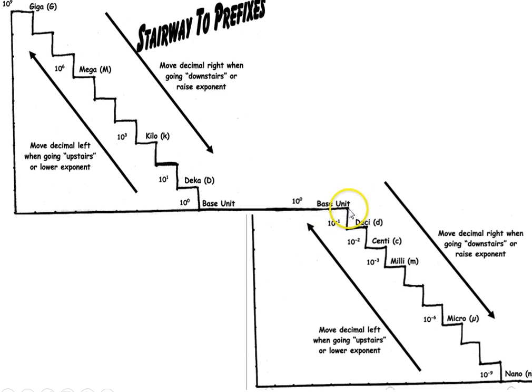On the right side, and the lower side, this is when you take the base unit and you make it smaller, or you make the scale smaller. And so taking 2 steps down brings you to centi. Taking 3 steps down brings you to milli. 6 steps is micro, and 9 steps is nano.